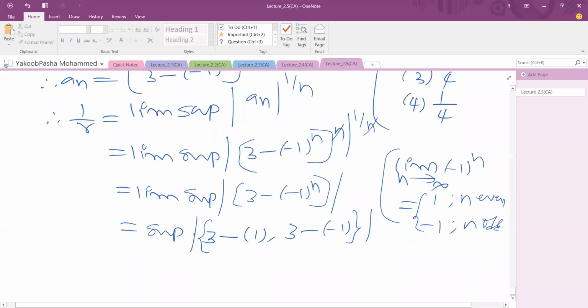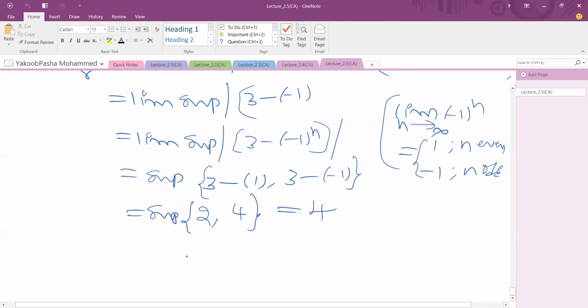So this is equal to the supremum of this. This is equal to the supremum of 2 and 4, so 4 is the supremum. So for the radius of convergence, 1 by r is equal to 4, that is r is equal to 1 by 4. 1 by 4 is the option.